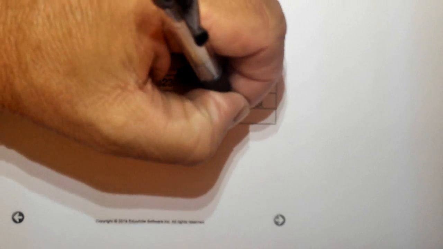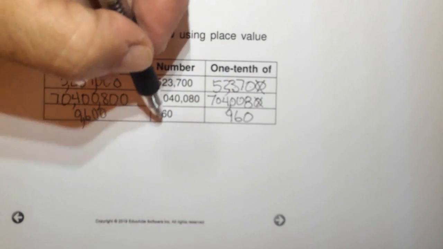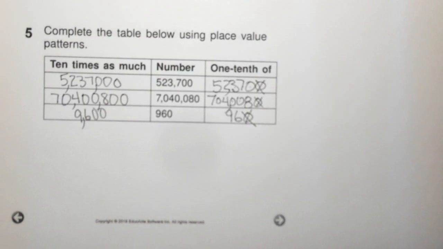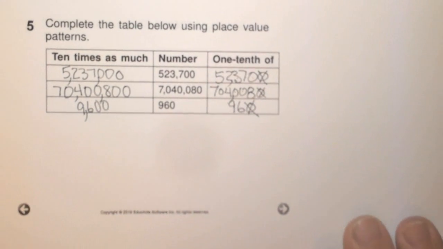Then this one, 960. When I shift all these one digit to the right, this number goes away. So my answer would be 96.